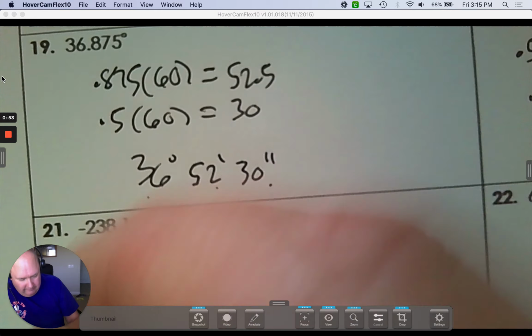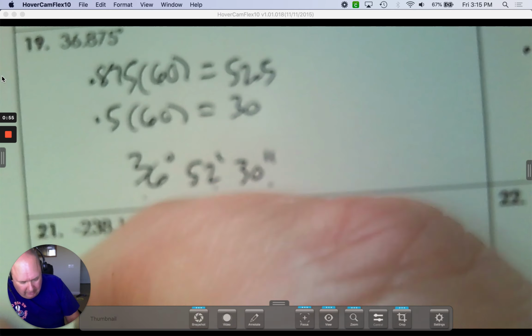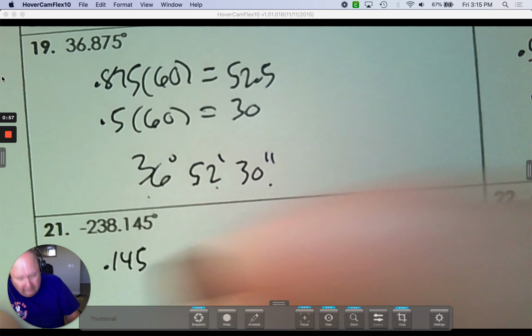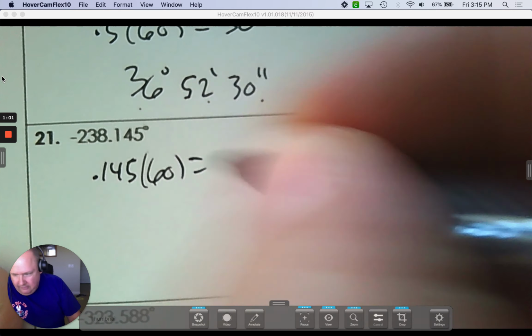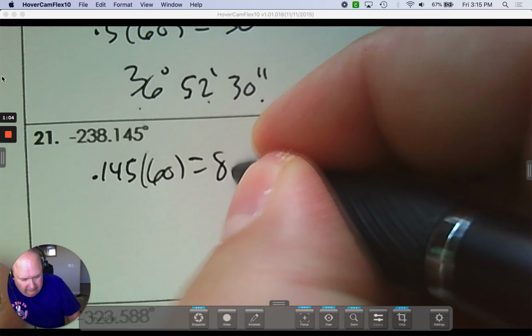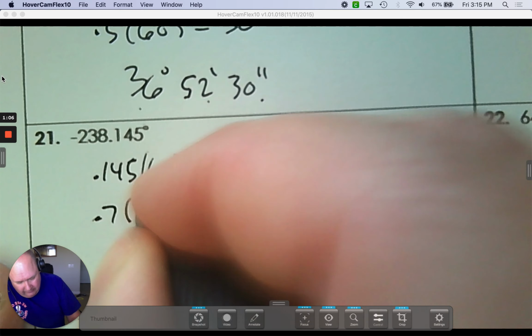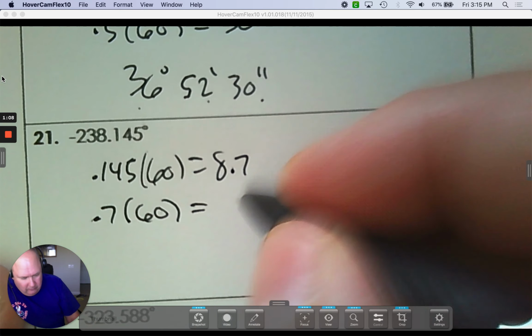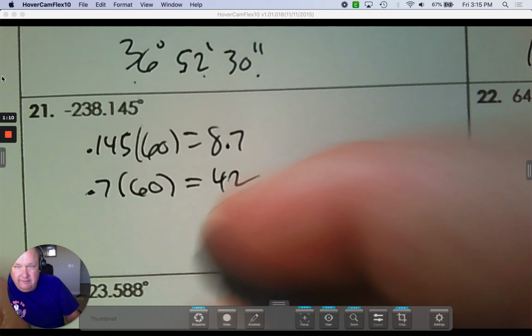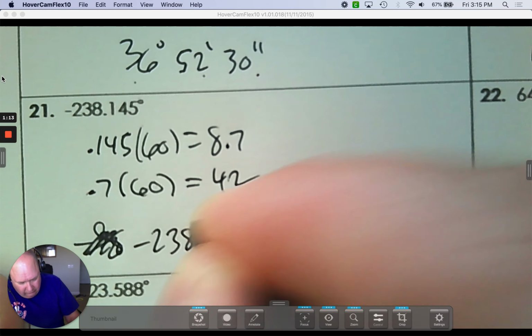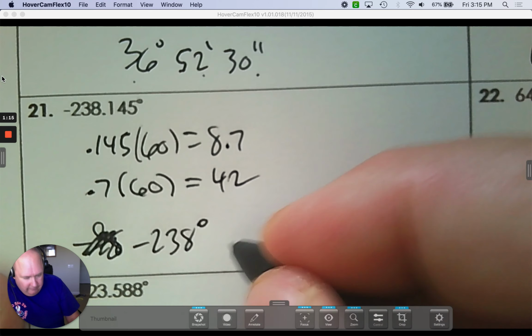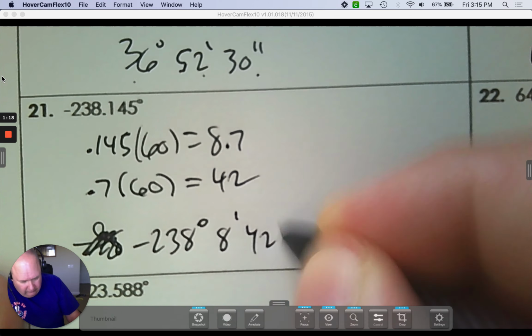Number 21. Negative or positive, it doesn't matter. Just focus on the decimal. So 0.45145 times 60. That's 8.7. Take the decimal again, 0.7 times 60. That's 42. And then put it together. So that's negative, oops, let's try this again. That's negative 238 degrees. That's 8 minutes, and that's 42 seconds.